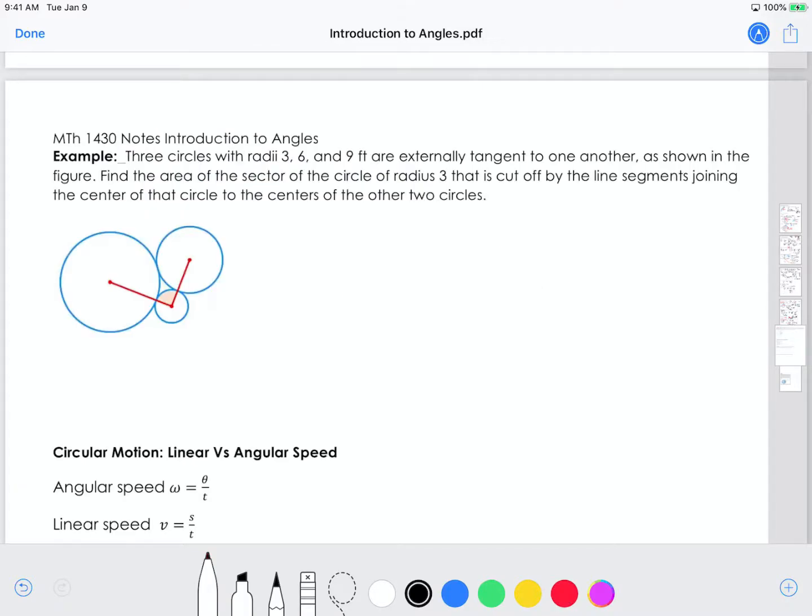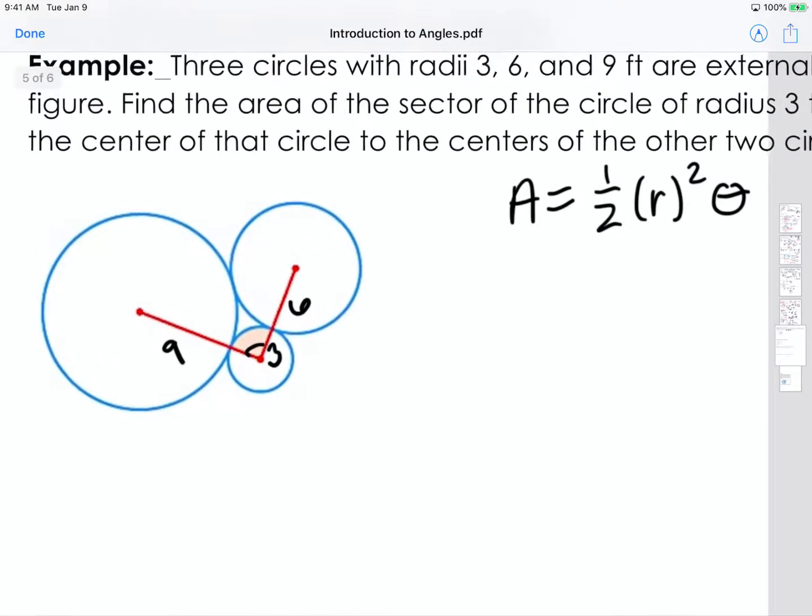Now in the second example, to find the area of a sector, it gives us 3 circles that are tangent to each other, and they give us the radii. So we have the radius is 3, 6, and 9, asking us to find that shaded pink area. To find the area of a sector, we have to take 1/2 times the radius squared and then multiply it by the angle in radians. However, it doesn't give us what that angle is in here. It's kind of small. Let me see if I can make this bigger. If I blow it up.